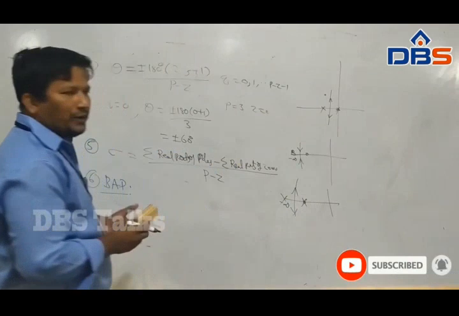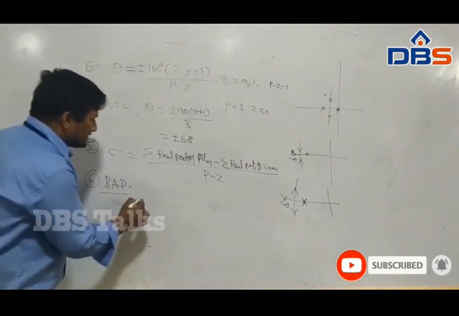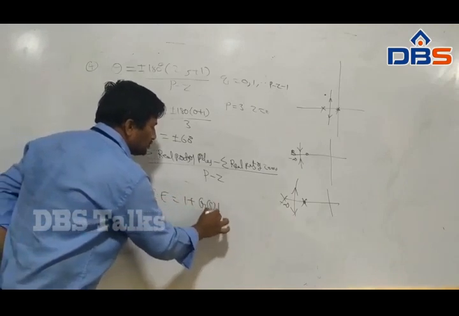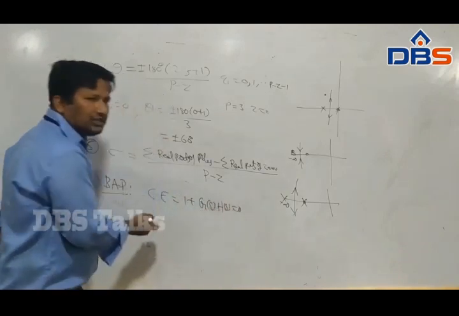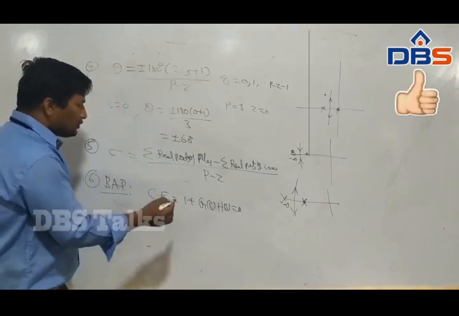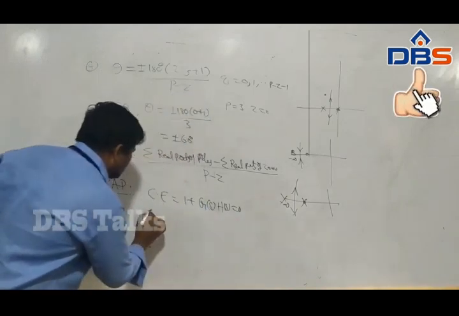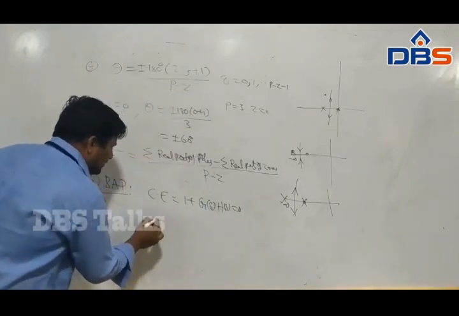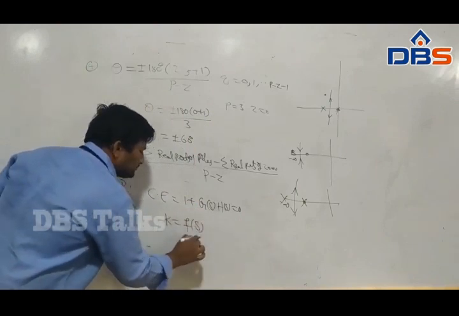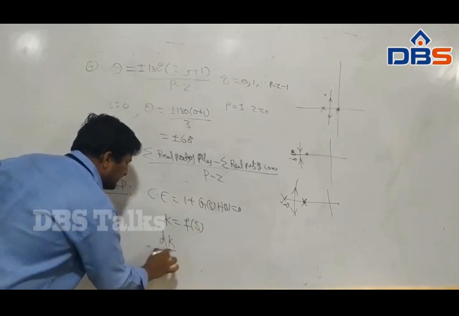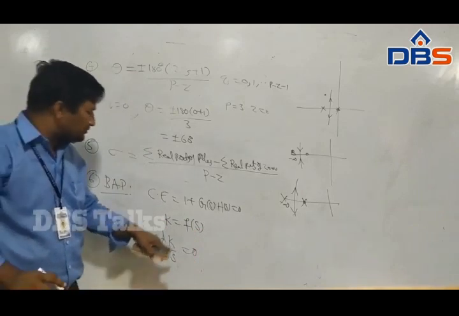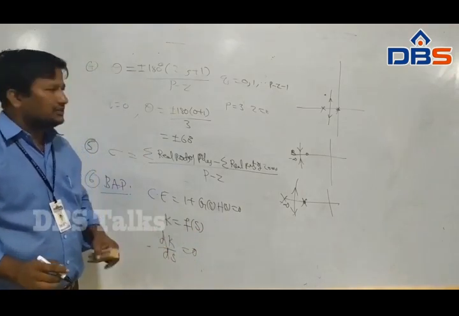Now how to find the breakaway point: we consider the characteristic equation, that is 1 plus g of s h of s equal to 0. We know that the characteristic equation is 1 plus g of s h of s equal to 0. Suppose g of s is given. This characteristic equation is rearranged into the form k equal to f of s, and we determine dk by ds and equate it to 0. Now find the roots of this equation. Those are the breakaway points.